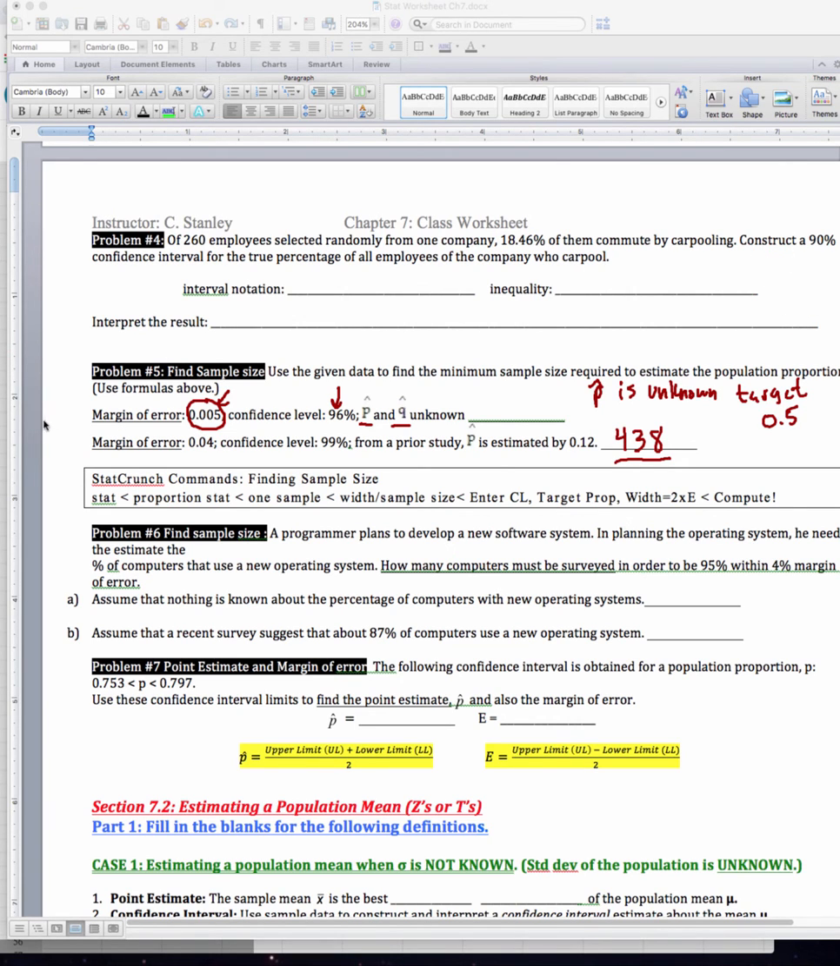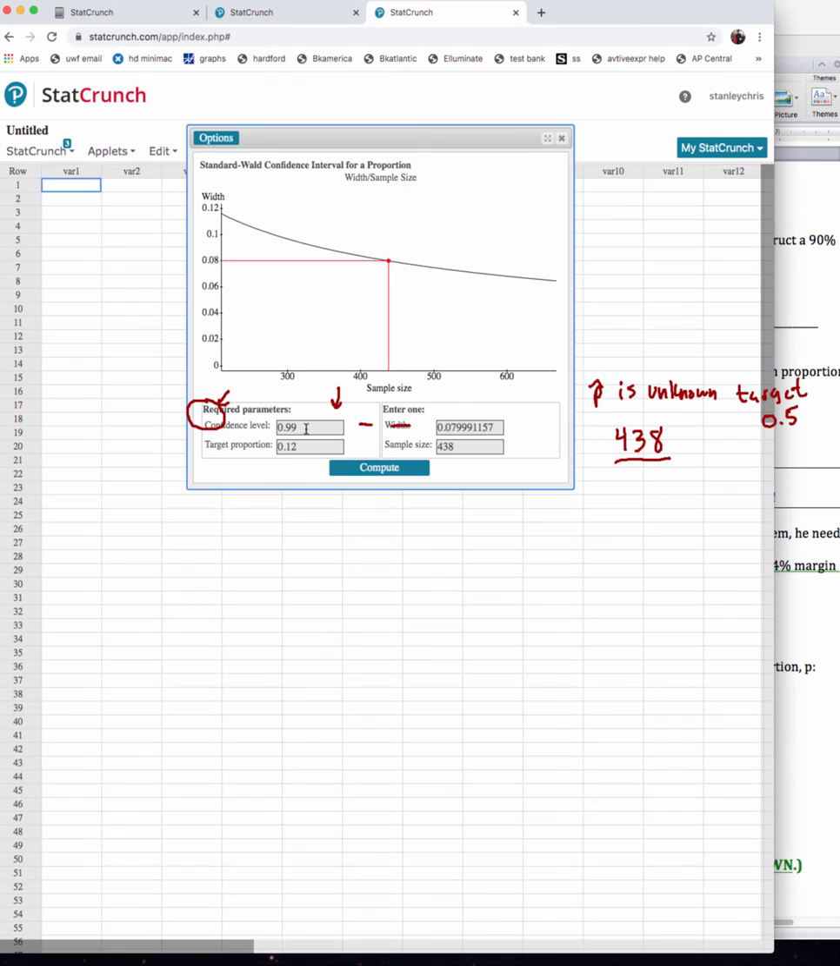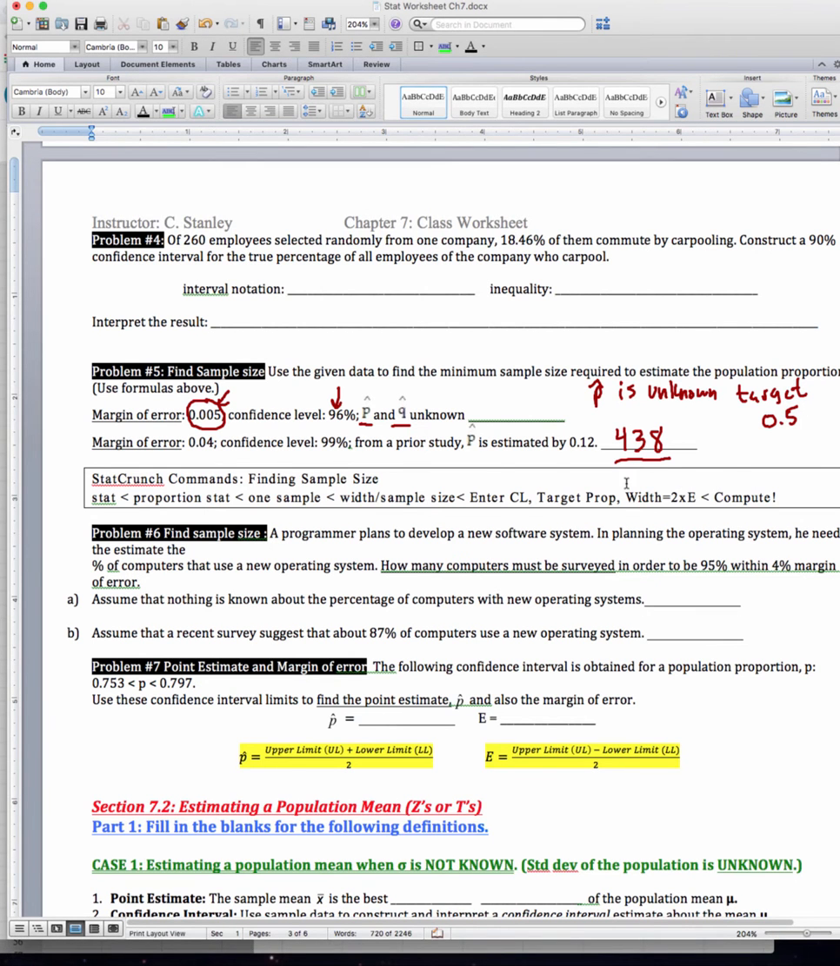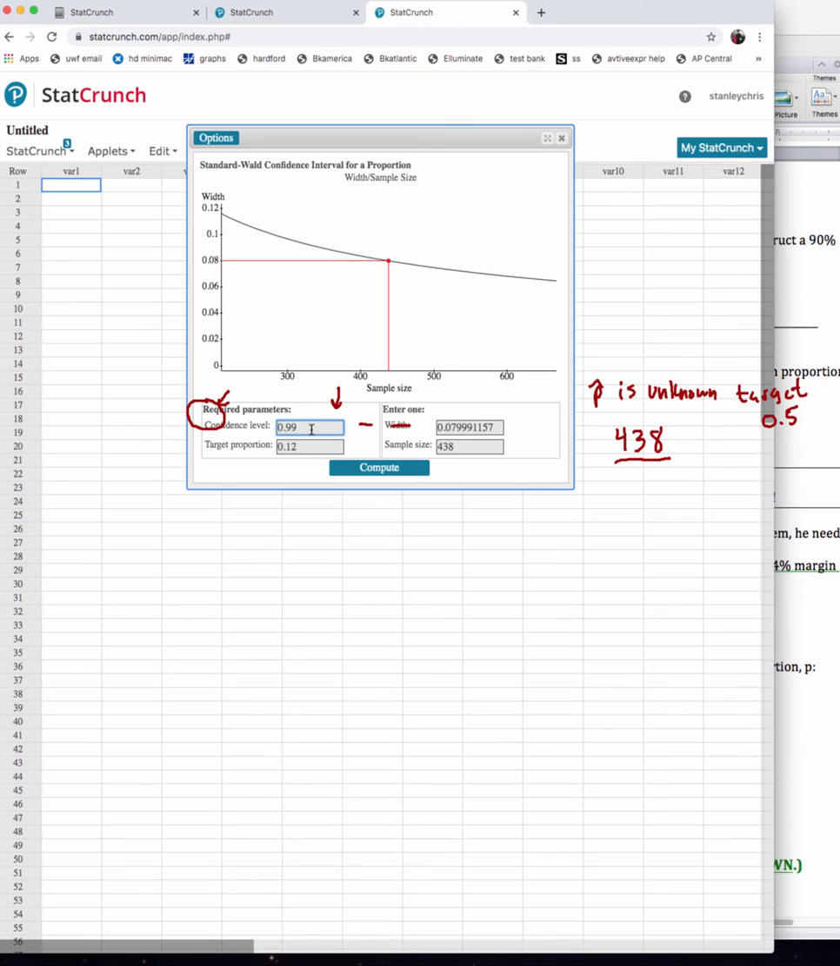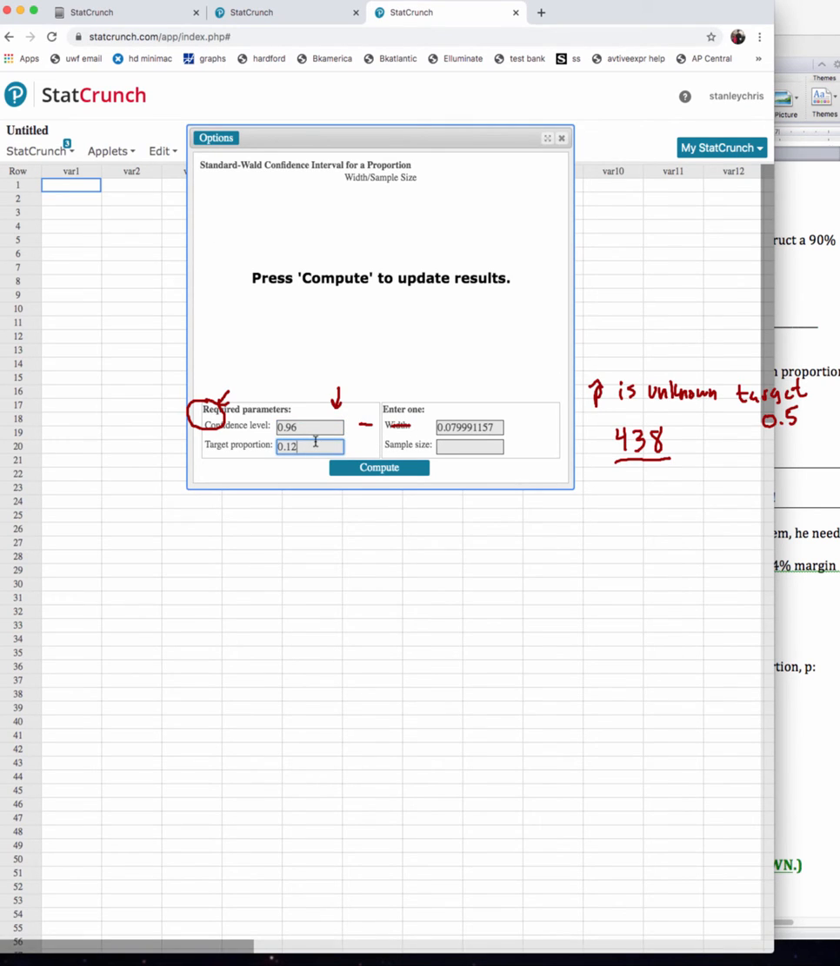Okay, so I'm going to go here. So now 99. Let's make sure it's 99. Nope, 96. So we want to go to 96. We need to change our target. Let me get rid of this other stuff that might be annoying. Okay, since we don't know anything previous, the target needs to be changed to 0.5.